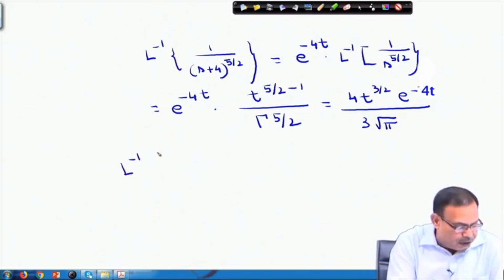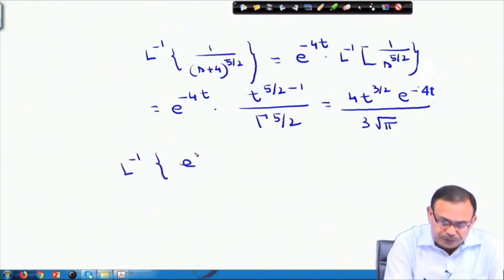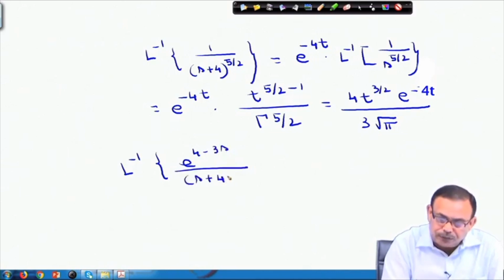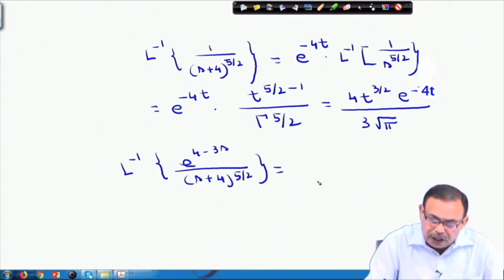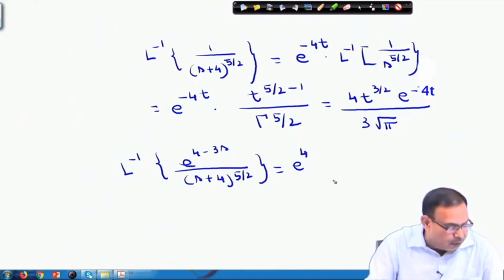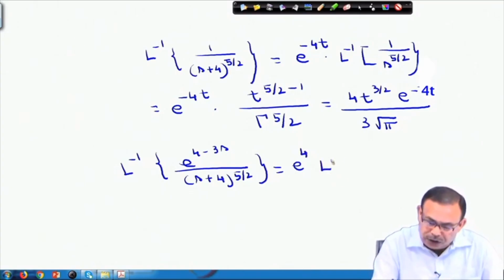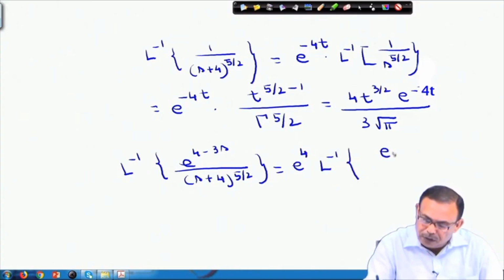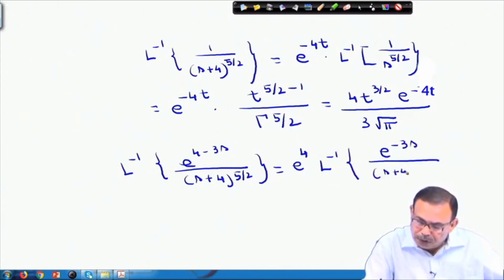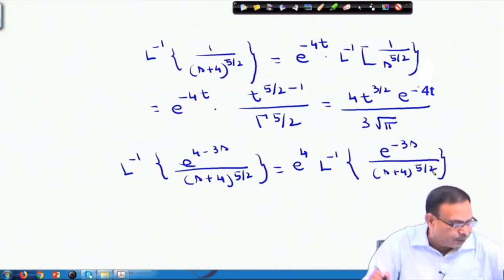Therefore, Laplace inverse of e power 4 minus 3 s by s plus 4 whole to the power 5 by 2. This will be equal to, again using property, you can write down e power 4 coming out, and this equals e power 4 into L inverse of e power minus 3 s by s plus 4 to the power 5 by 2. I can write down this.